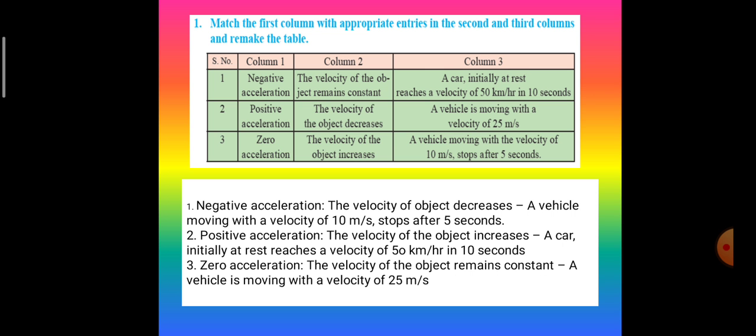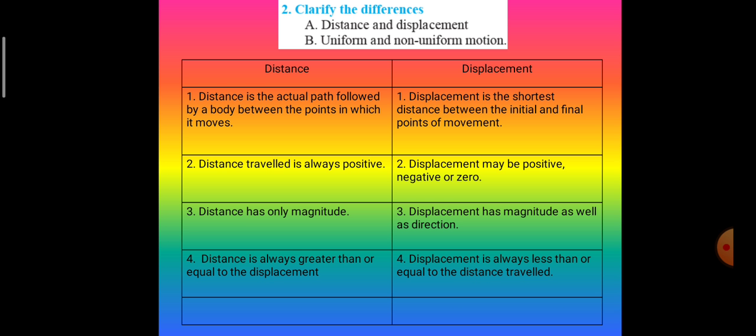The third option is zero acceleration. The velocity of the object remains constant. We define acceleration as the rate of change of velocity. So if there is no change in velocity, velocity will remain constant, and of course acceleration will become zero. The example is a vehicle moving with a velocity of 25 meter per second. Next question, clarify the differences.